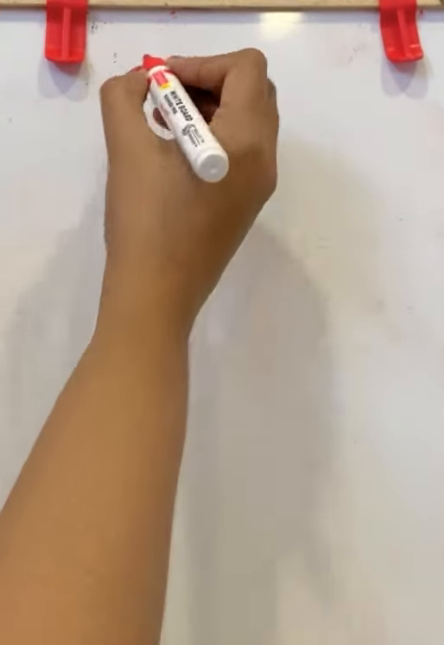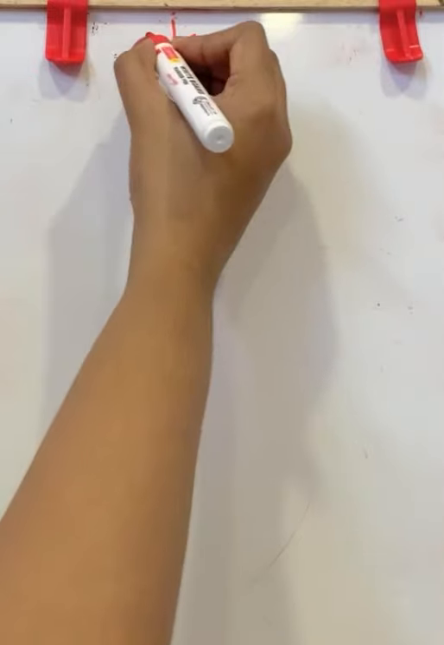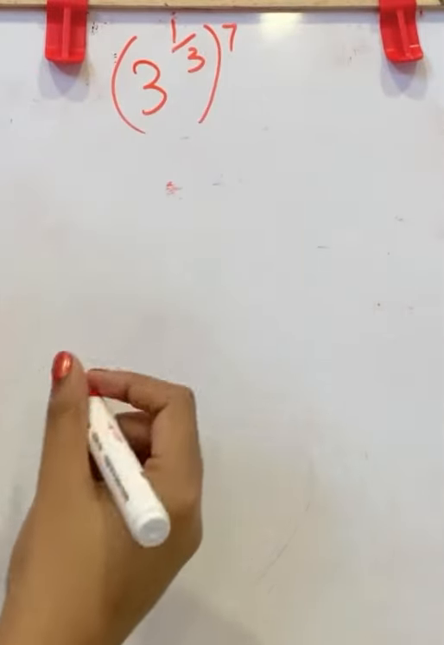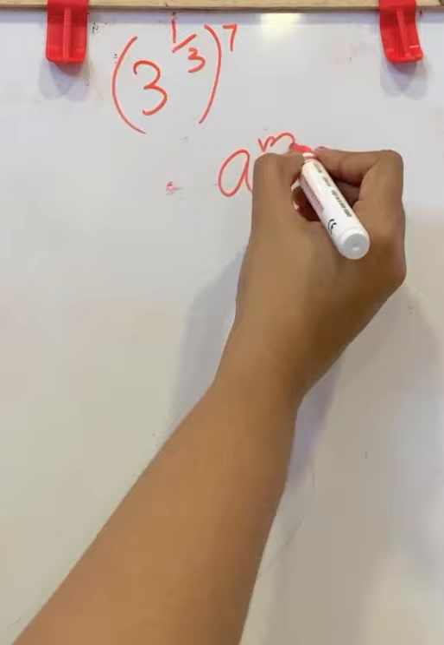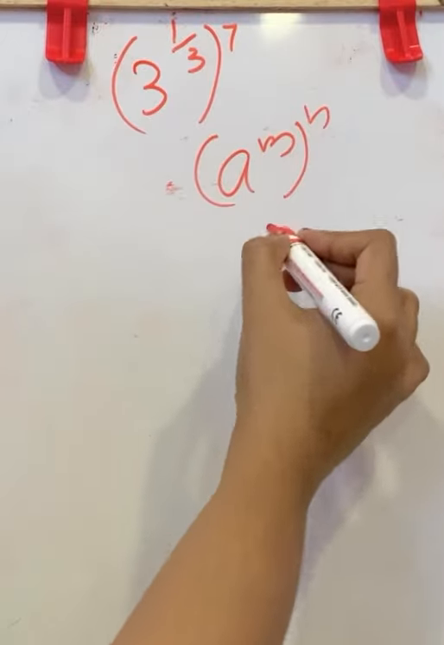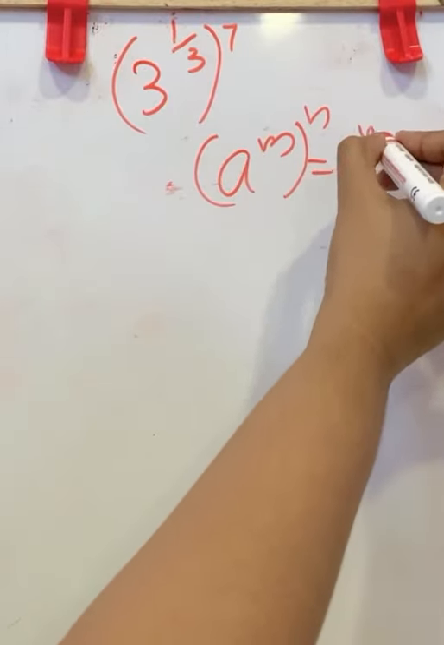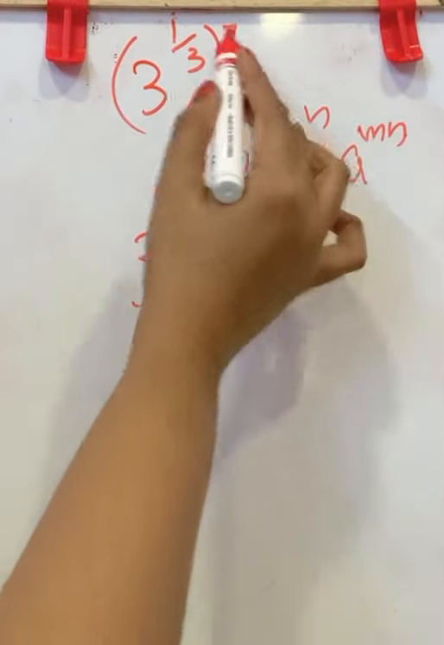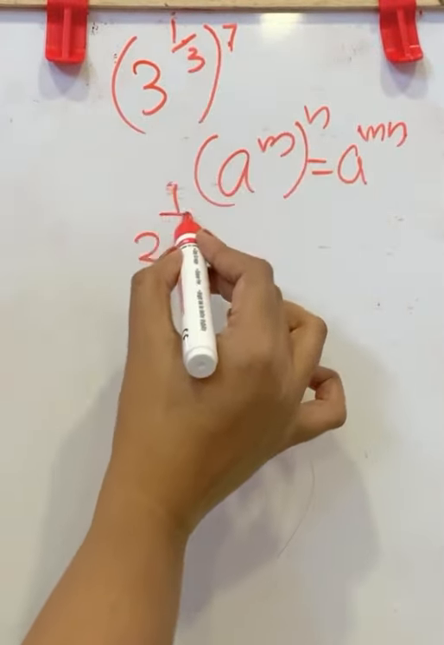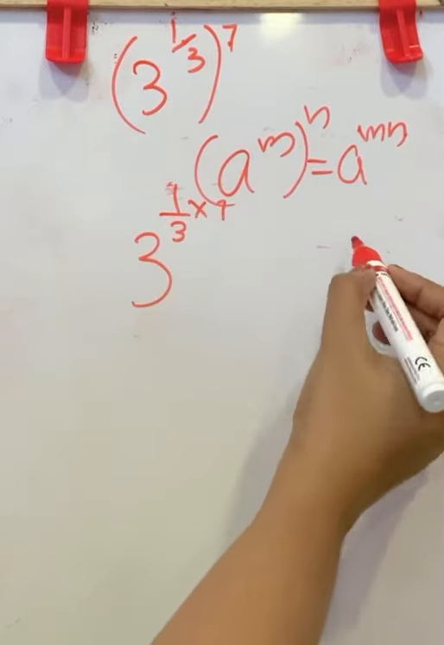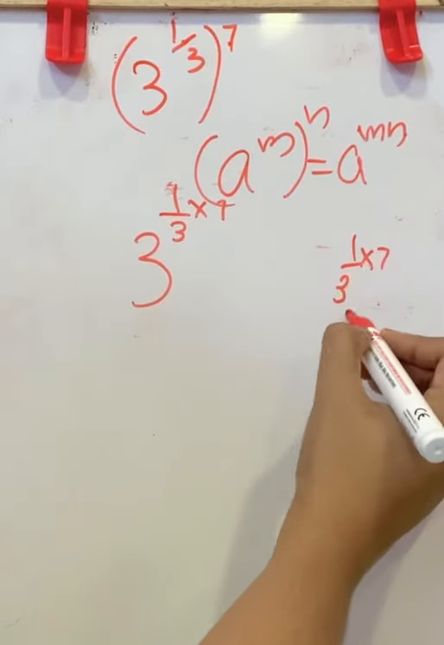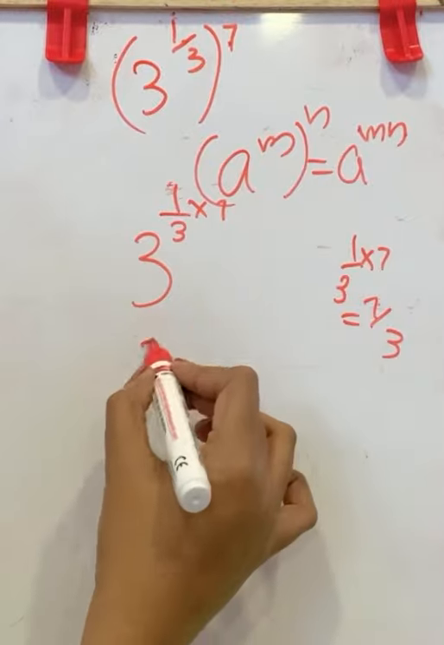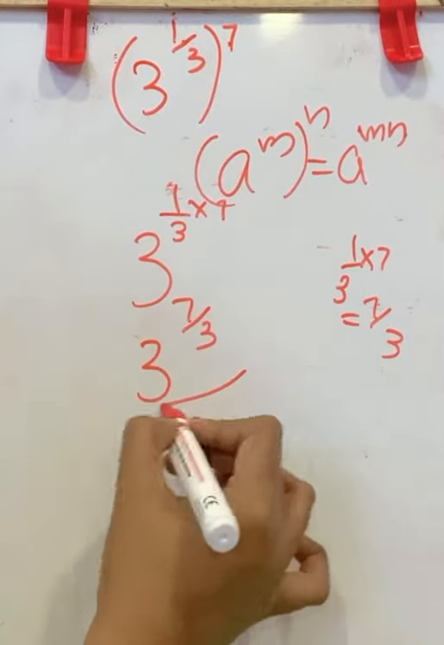Next question, 3 raised to 1 by 3 whole raised to 7. Here this is a raised to m whole raised to n, which is equal to a raised to mn. So this is 3 raised to mn, that is product of these exponents, that is 1 by 3 into 7. 1 by 3 into 7 is 7 by 3. So this is 3 raised to 7 by 3. This is the final answer.